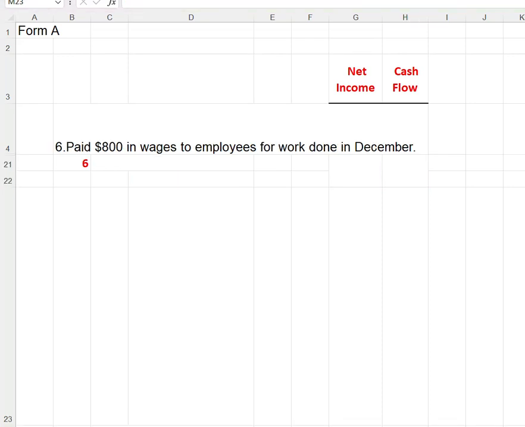Number 6, we paid $800 in wages to employees for work done in December. So we've paid $800 in cash. We're going to have a decrease in cash, so we'll credit cash for $800. Since this was for December wages, it's not work that they're doing in January. They would have performed services for us in December and generated December revenues. So we would have recorded a wage expense in December and wages payable. So we've got a decrease in a liability, wages payable.